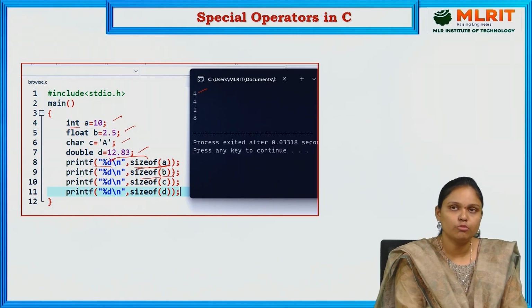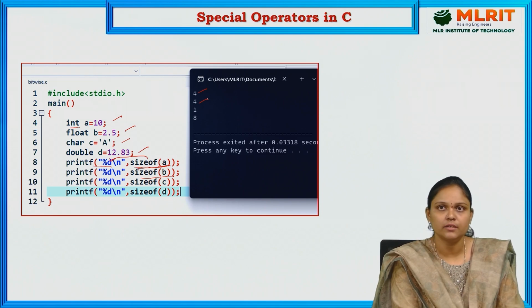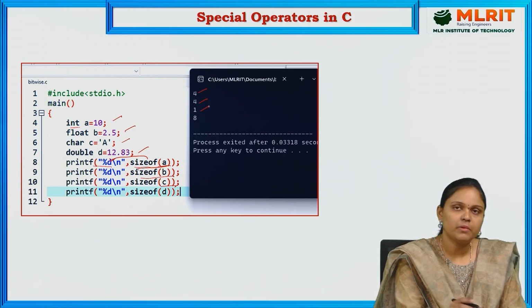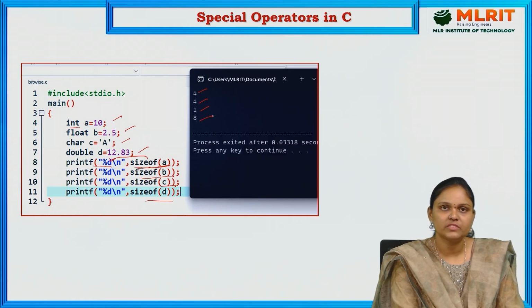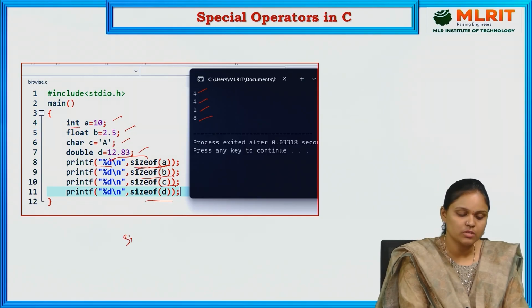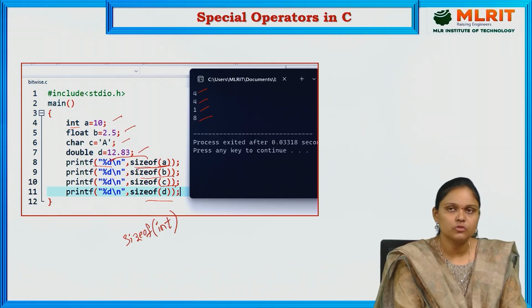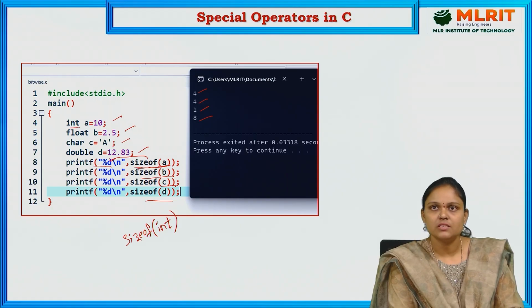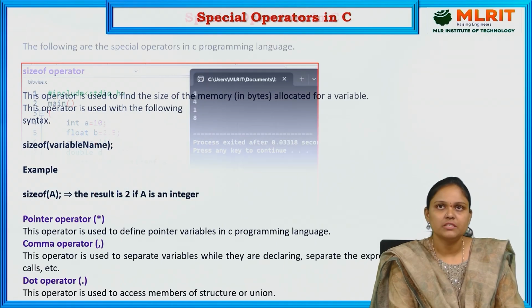And the next is sizeof B. B is of float type. For float also, it has 4 bytes of storage to hold that particular float value. And the next for char, sizeof C. C is of type character, so it has 1 byte size. And the next, sizeof double, it has 8 bytes. Instead of these variables, we can also give sizeof int, and the size of int will be displayed on the console. So this is a program for the sizeof operator.